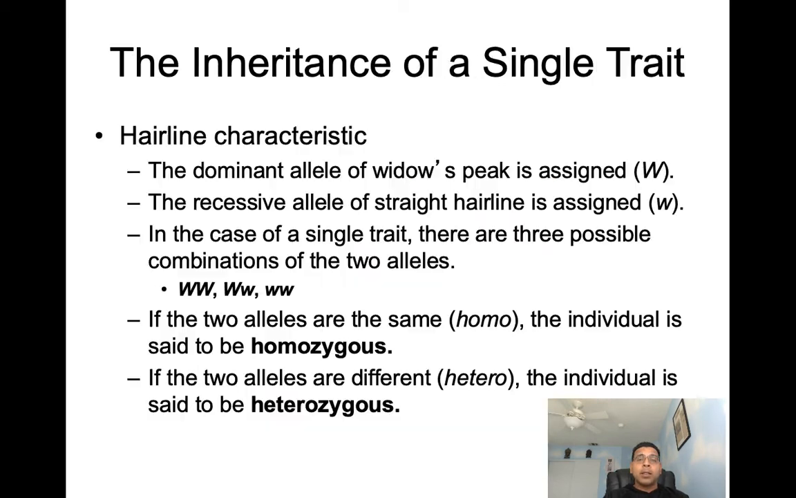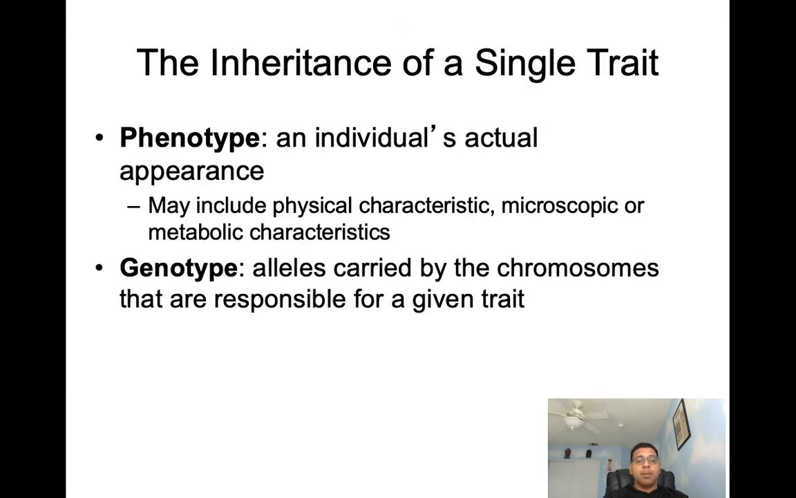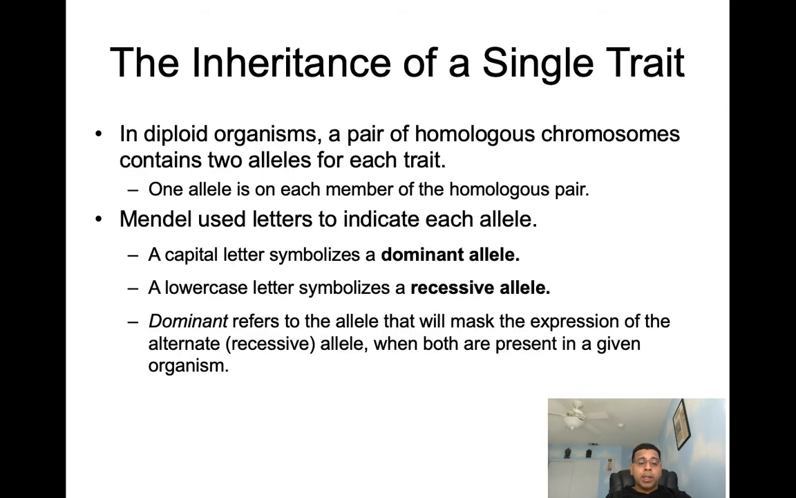So next then let's look at the term genotype. Now when we talk genotype, the genotype refers to the alleles the chromosomes carry that are responsible for the trait, or we can say the phenotype. In diploid organisms like us, we'll see a pair of homologous chromosomes are going to contain two alleles for each trait, one on each member of the pair.